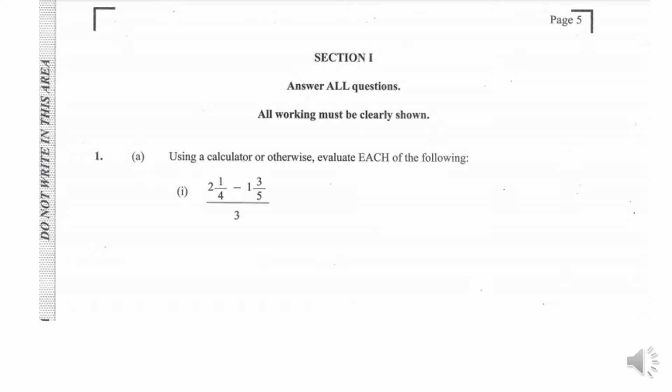Now the first thing I will do is write this question over. I'll write 2 1/4 minus 1 3/5, and I'm going to write divided by 3. Now this is more workable. It looks better this way, doesn't it? Good. So now I'm going to subtract.